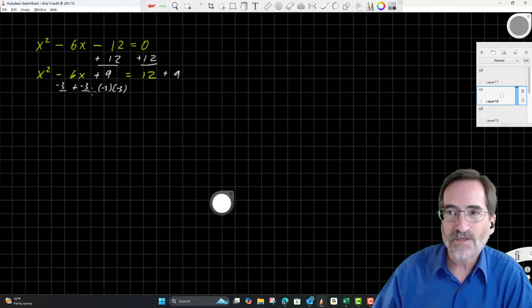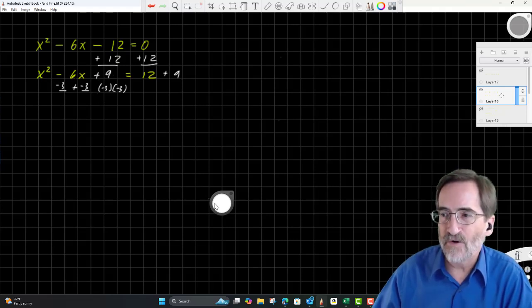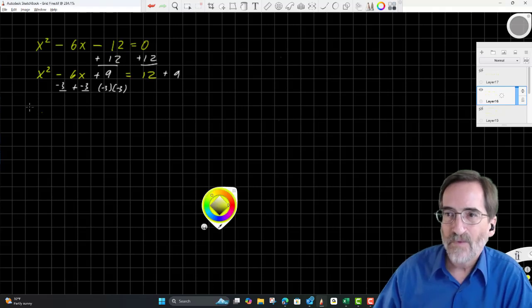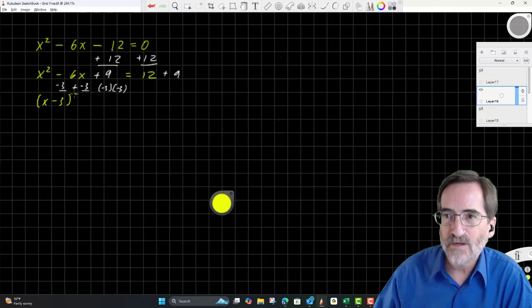That completes the square. x squared minus 6x plus 9 is a perfect square. So it can be written as x minus 3 squared equals, and 12 plus 9 is 21.